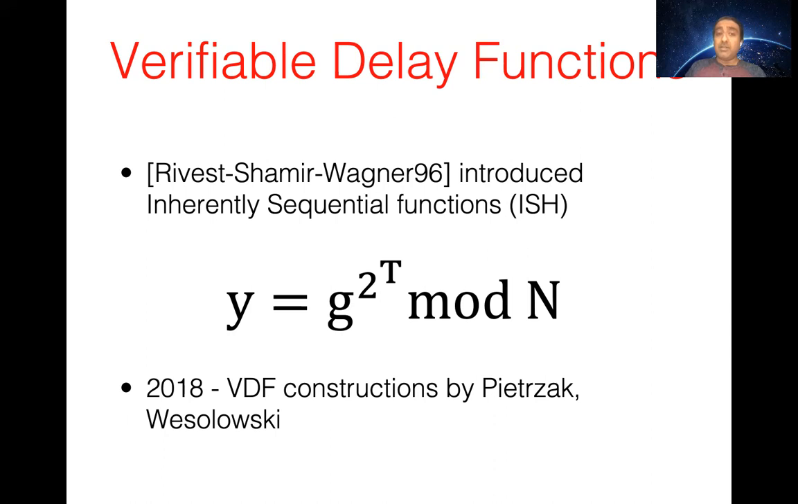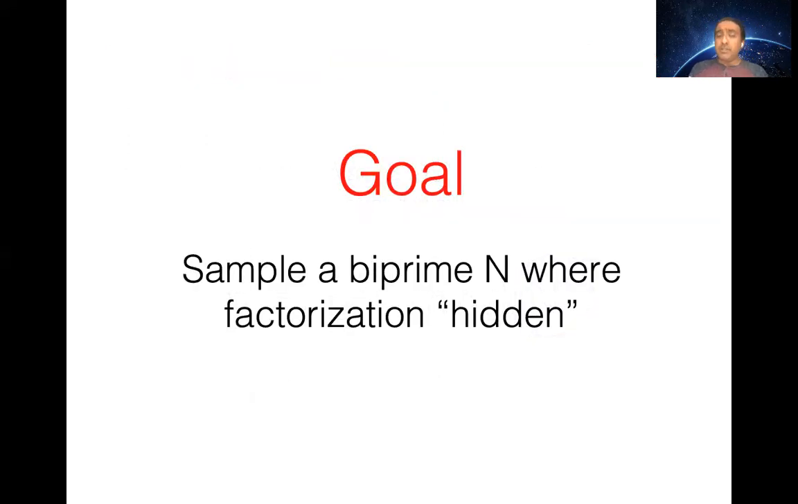More recently, this inherently sequential function has been enhanced to also get the verifiable property by two excellent works by Pietrzak and Wesolowski independently. They showed that once a function is computed at a certain point, you can also attach a short proof that can be verified very quickly of its validity. So this inherently sequential property works only if this biprime n is of the form that no one knows its prime factors.